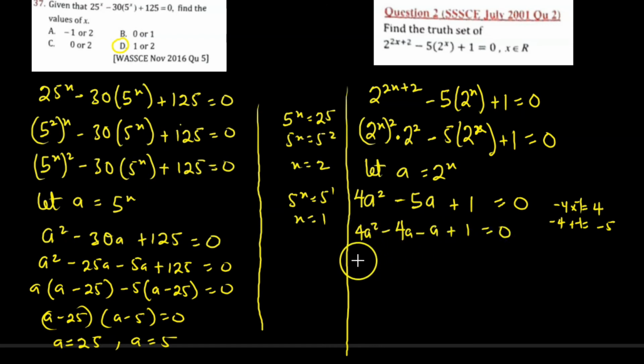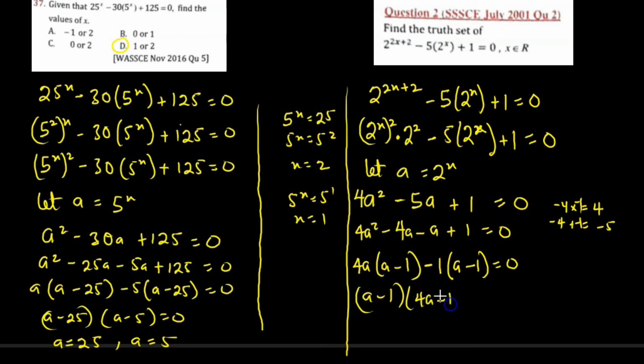So the common factor here will be 4a, out into the bracket a minus 1. Then minus 1 out, a minus 1 will be equal to 0. So the common factor is a minus 1 multiplying 4a minus 1, all must be equal to 0. So solving for a, a will be equal to positive 1, or we have 4a minus 1 equal to 0, giving us a equal to 1 on 4. So far so good. We've had what the value of a is.